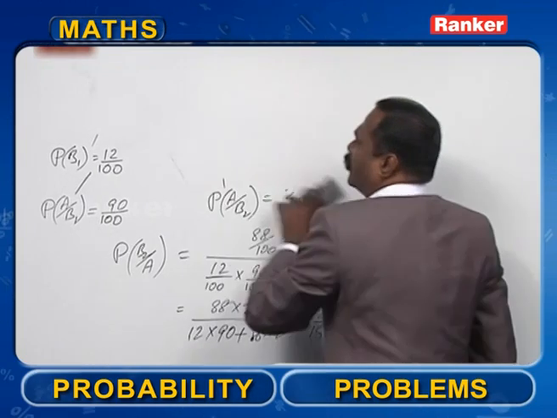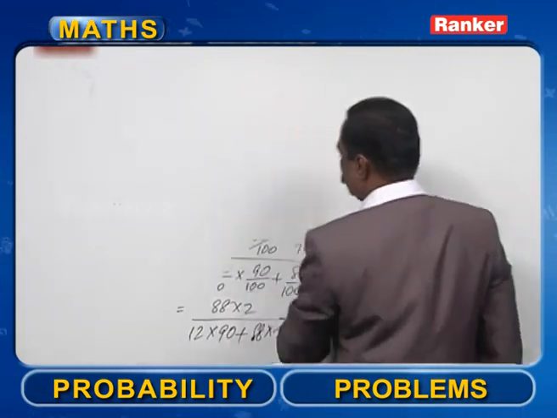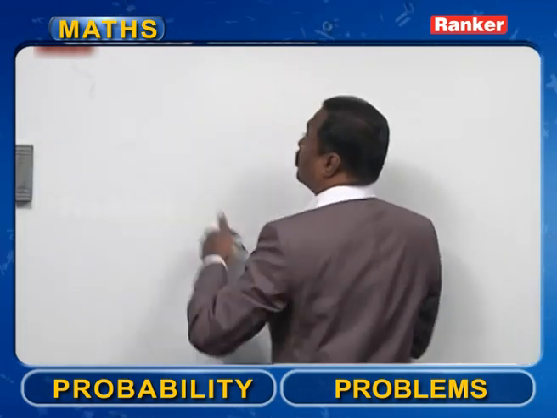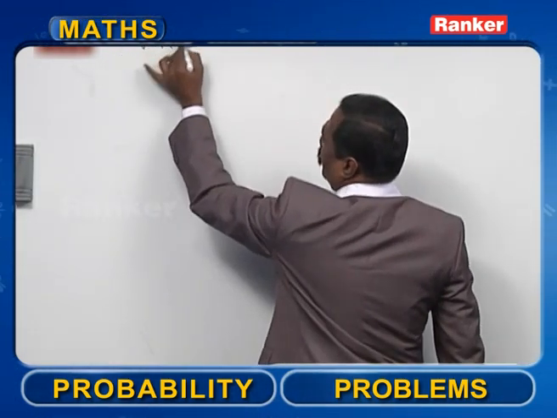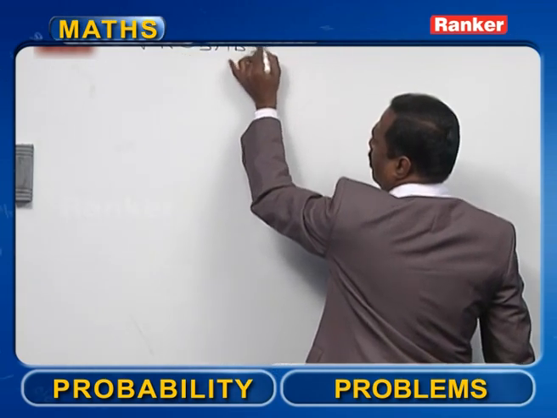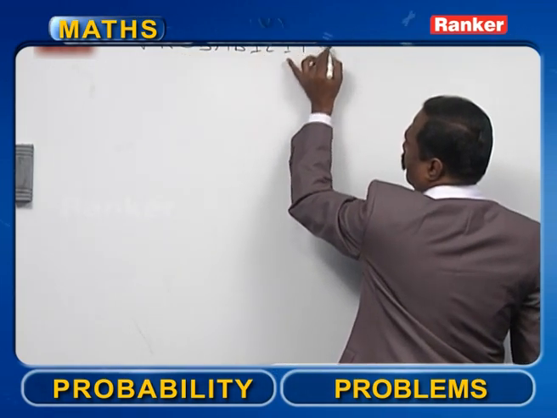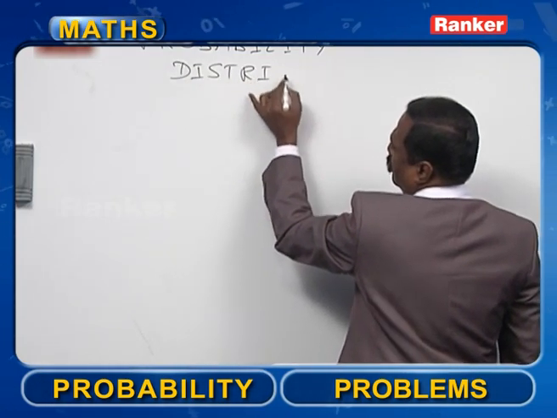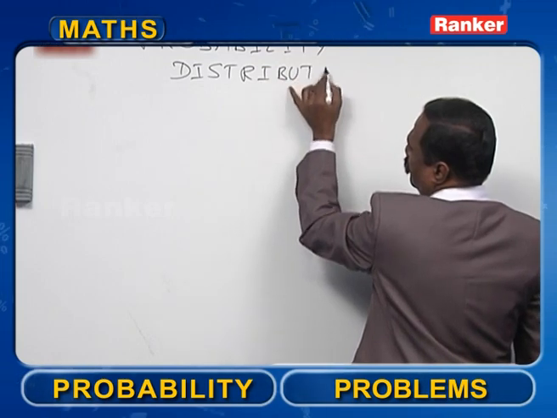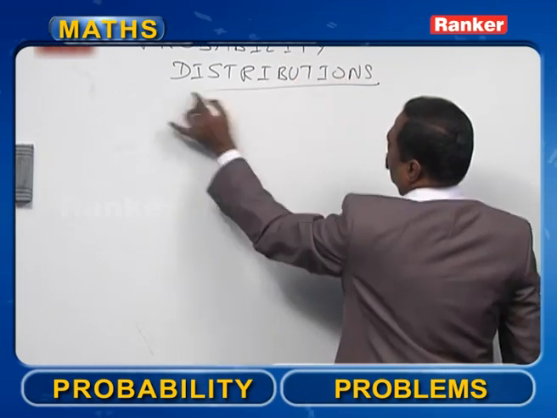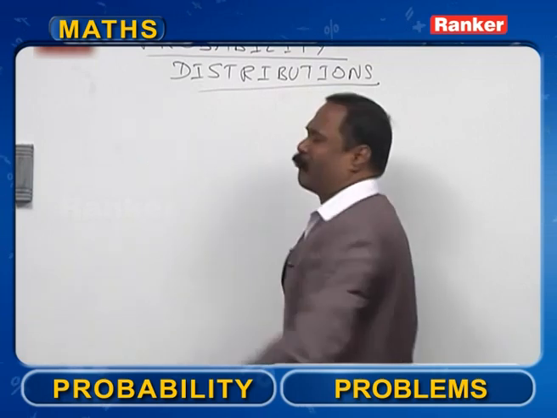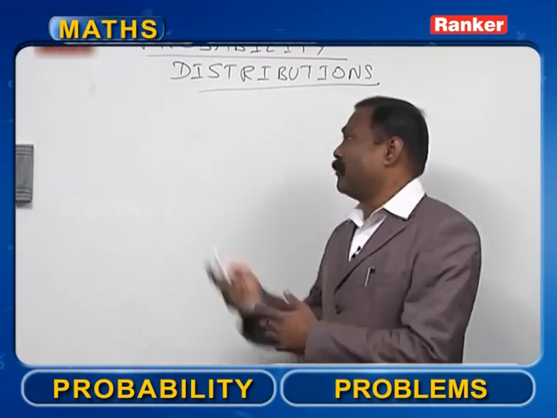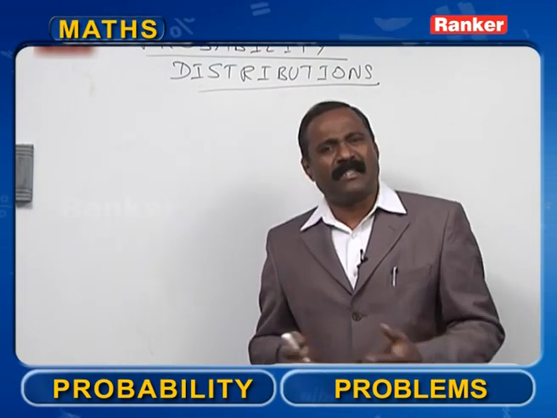the theoretical distributions. Theoretical distributions, that is, probability distributions, I can say. First of all, you think of it. What is the distribution of the probability? Why should we distribute the probability?